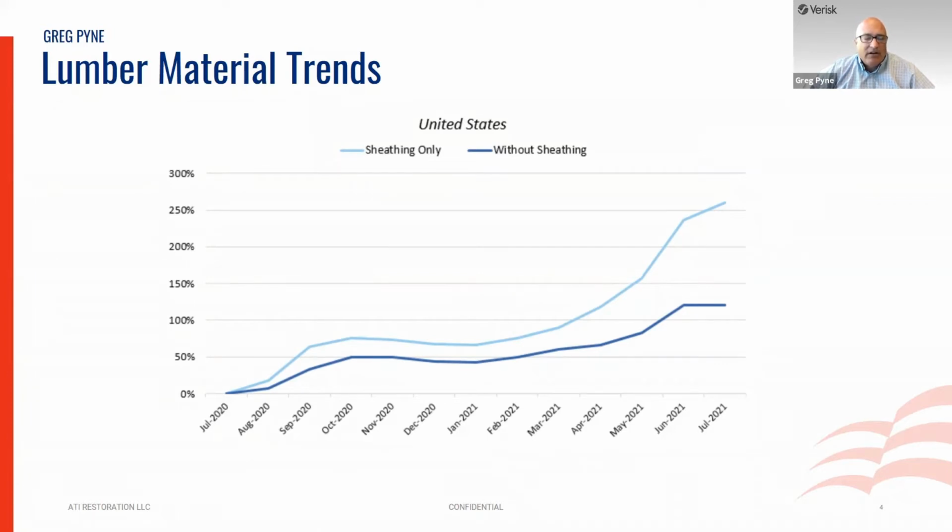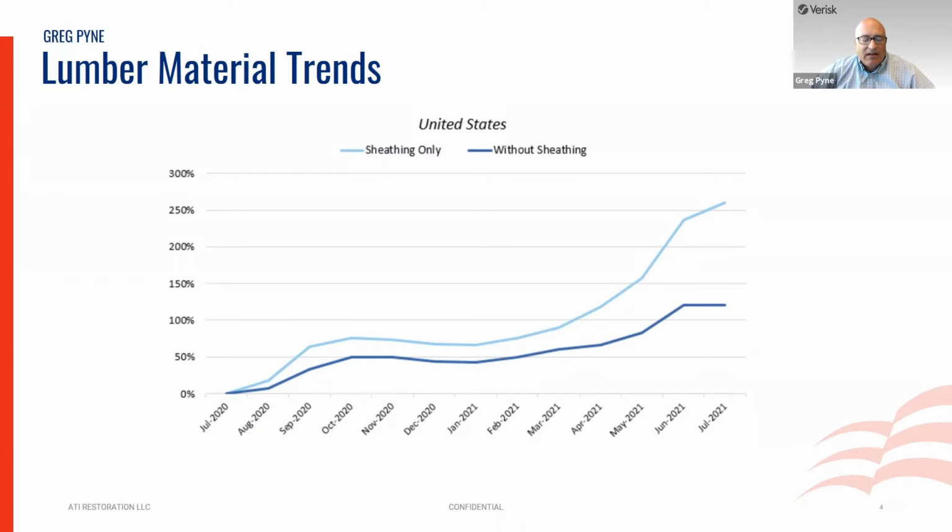This chart here separates out lumber and tracks them separately. Sheathing items like panels, wafer board and plywood, things like that. Then without sheathing, so dimensional lumber, treated lumber, the non-sheathing products that are in the rough lumber category. The light blue is the sheathing only, and the dark blue is without sheathing. You can see that the sheathing has increased at a faster pace than the non-sheathing.